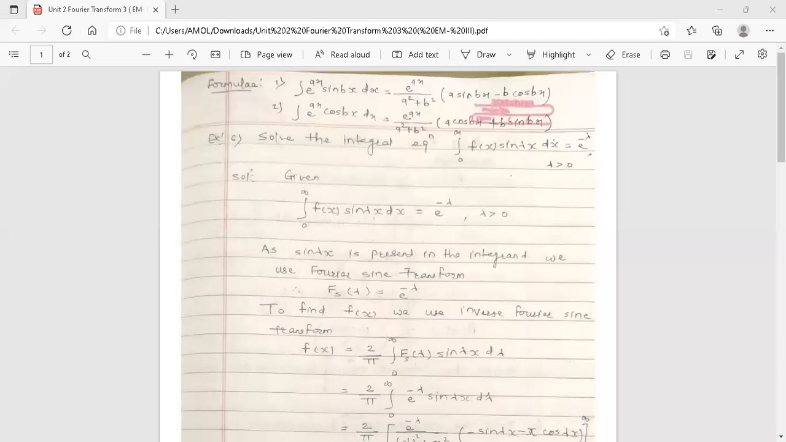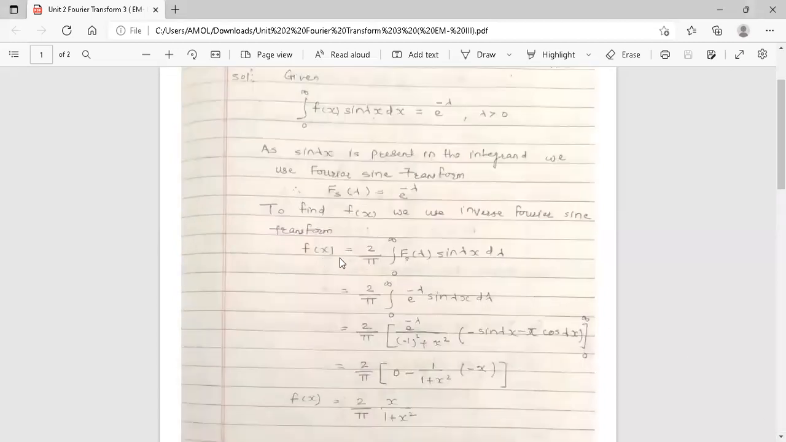f of x is equal to the formula: f of x is equal to 2 upon pi into integration of 0 to infinity Fs lambda, f suffix s for sine transform, Fs lambda into sine lambda x d lambda. Now its value is given in the example, it is e raised to minus lambda. So you replace Fs lambda by e raised to minus lambda into sine lambda x d lambda. Now 2 upon pi as it is.